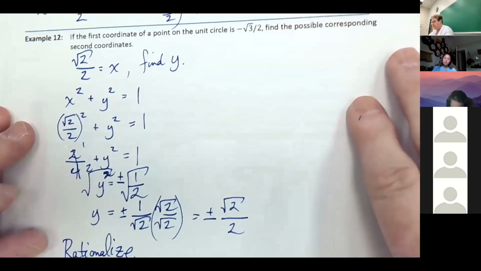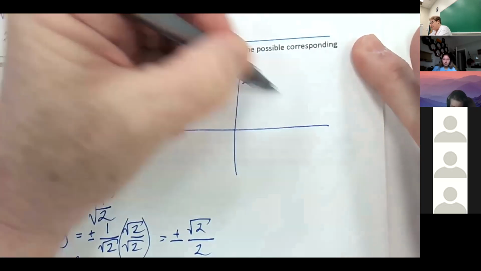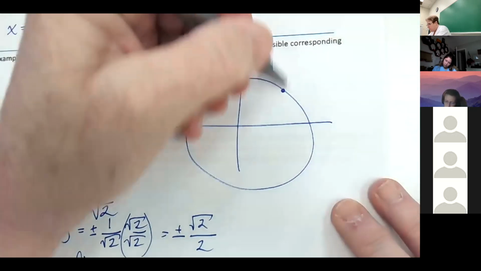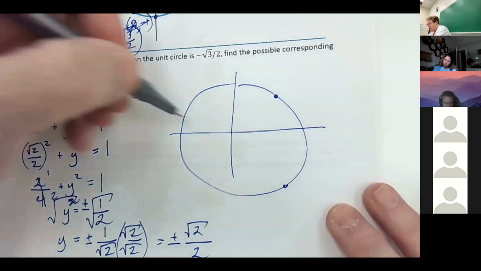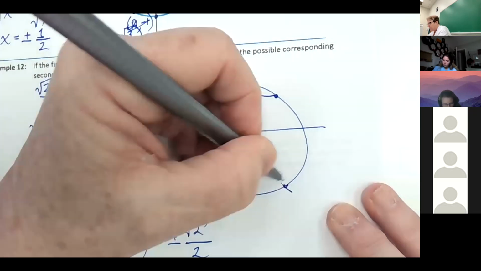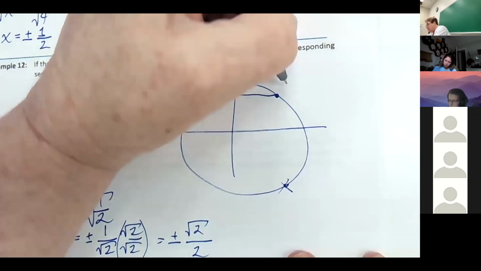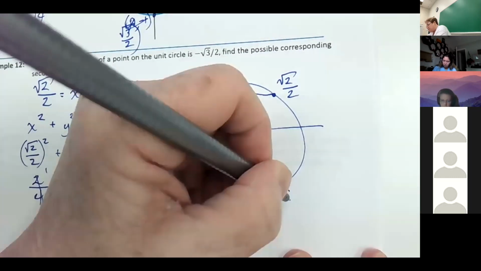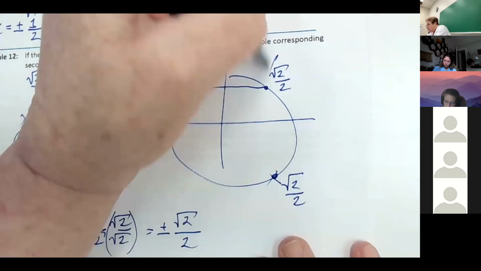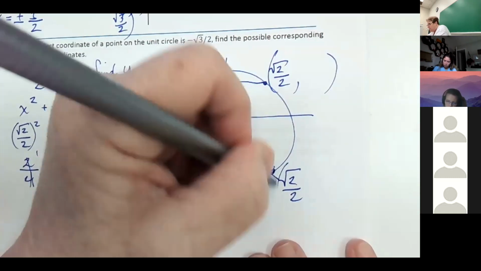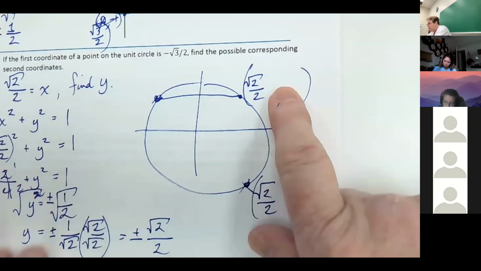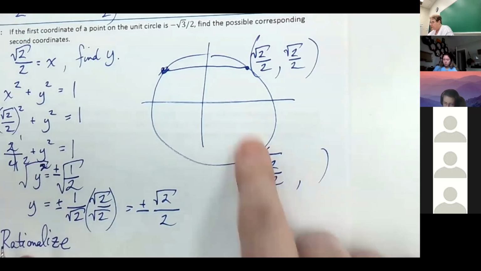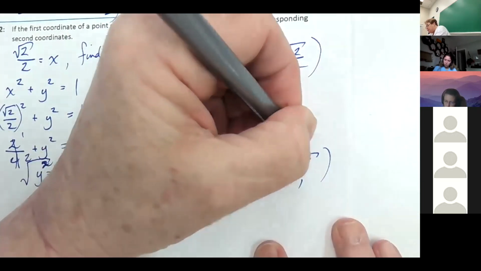And that means if we have the first coordinate, I'm doing it backward again. Here we go. If we have the first coordinate, square root of 2 over 2, or here's also square root of 2 over 2, the second coordinate in the first quadrant will be positive square root of 2 over 2. That's the plus version. And in the fourth quadrant, negative square root of 2 over 2.